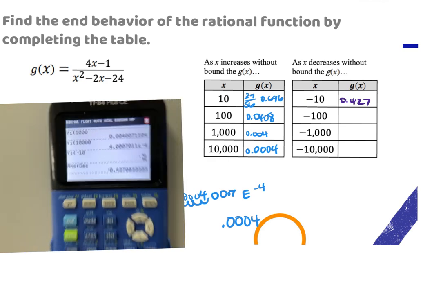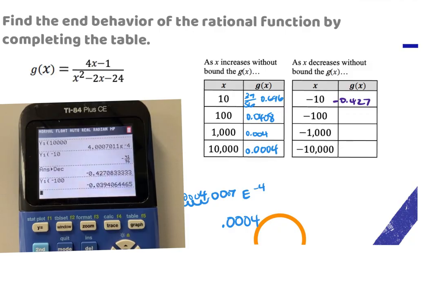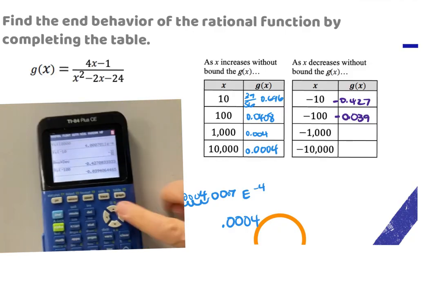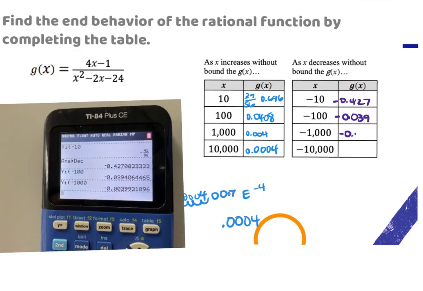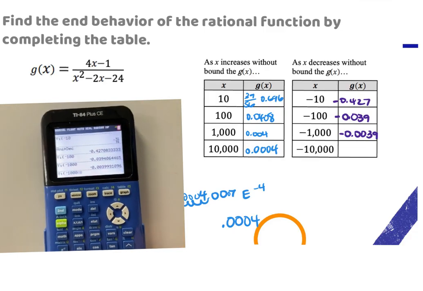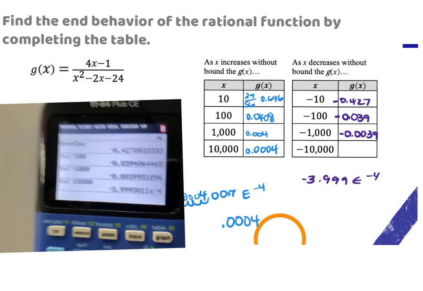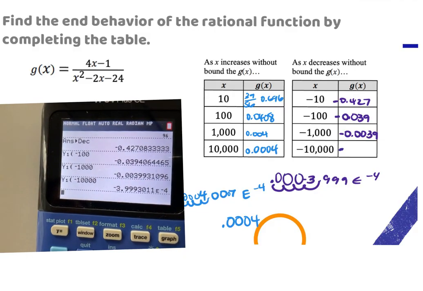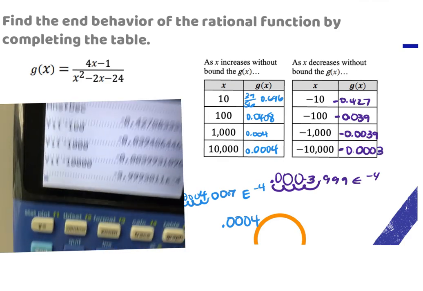0.427. Go up, add the 0. Oh, it's negative, sorry, negative 0.427. Negative 0.039. Arrow up, add the 0. Negative 0.0039. And 10,000. Negative 3.999 E to the negative 4. So again, 1, 2, 3, 4. Negative 0.0003, which would be 0.0004 if it rounded.